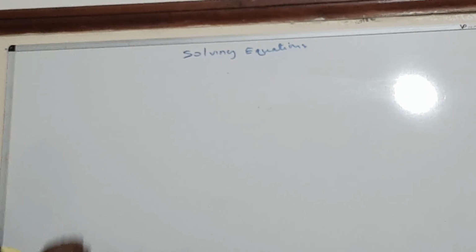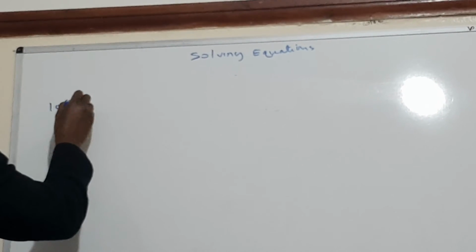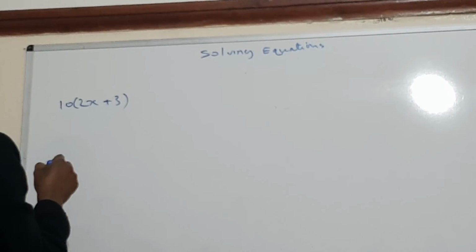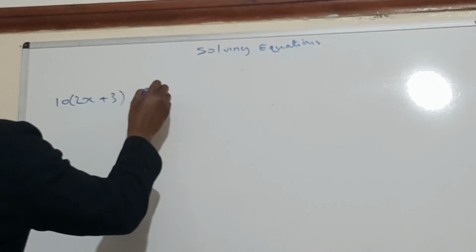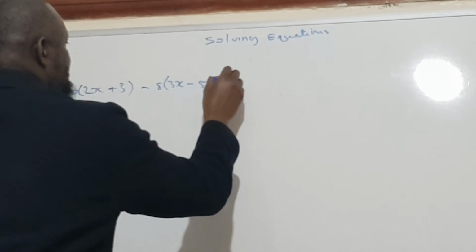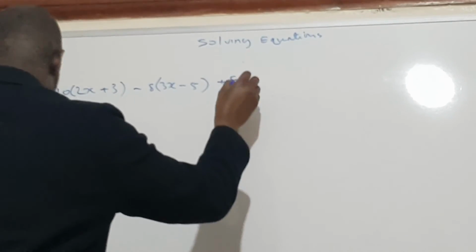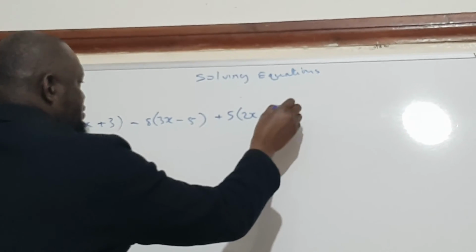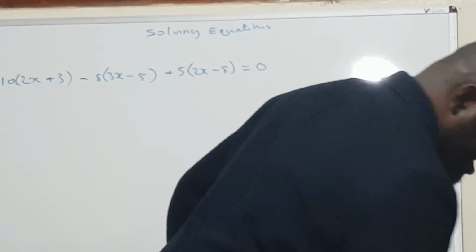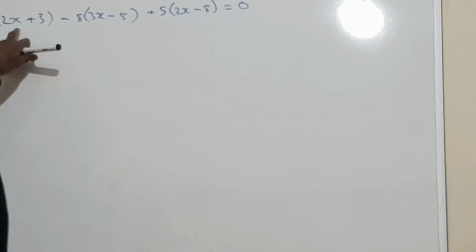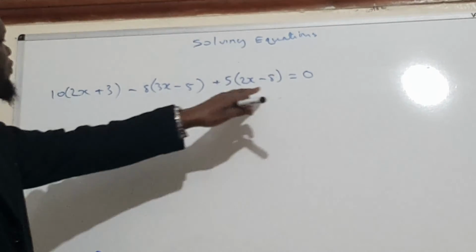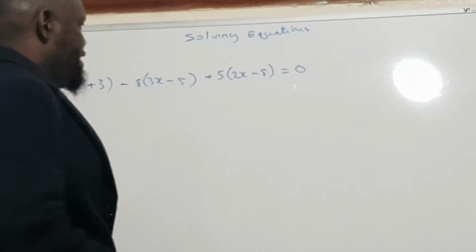It says 10 into 2x plus 3, minus 8 into 3x minus 5, and then plus 5 into 2x minus 8, is equal to 0. So that means if you have a value of x and you put it here, wherever x is, by substitution, they call it substitution, then all of that will be 0. That's what it's saying.